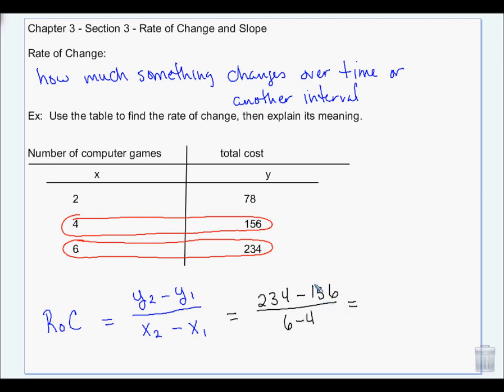So if I do 234 minus 156, I end up with 78 over 2. And that will reduce to 39 over 1. And what does this tell me?